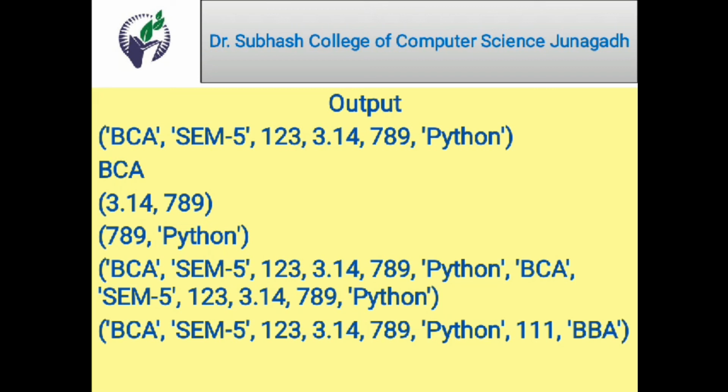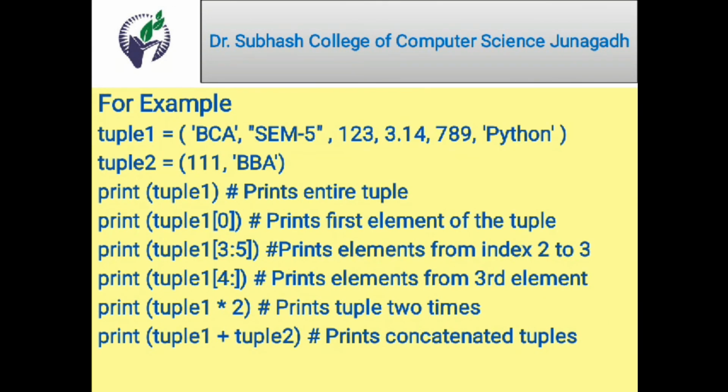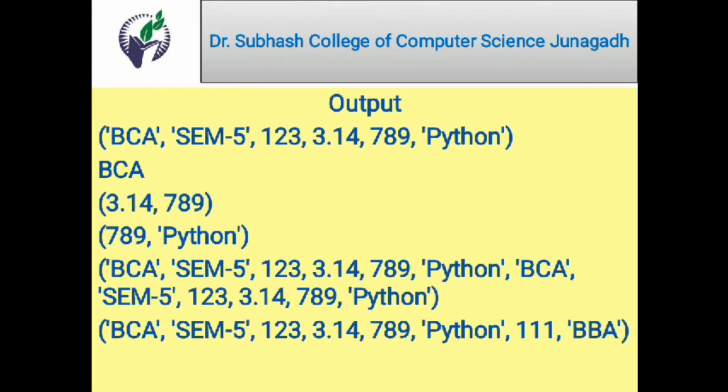And the last one is the concatenation, tuple 1 plus tuple 2. Tuple 2 is appended at the end of tuple 1. So the outcome is BCA, SEM, 5, Python, which was the first tuple, and at the end the second tuple, 111, BBA, is appended. As we have seen, the tuple's working mechanism is the same as the list, but the only difference is that it can't be changed.